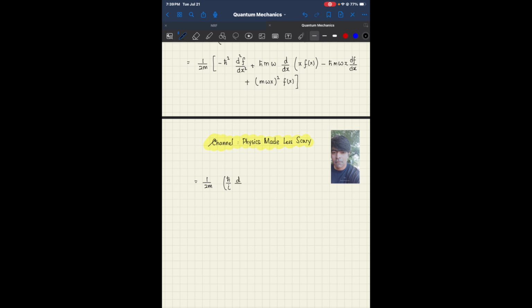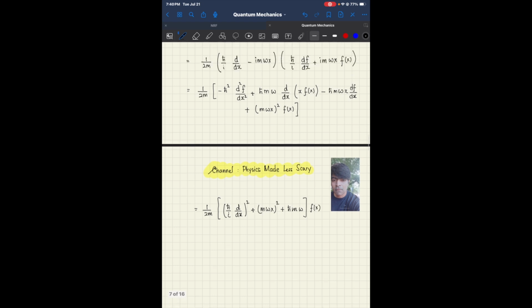d/dx whole squared, plus (mω x) squared. But you are not done. You see, there is an extra piece lying around, which is ħ mω times f(x). Do you see this? For example, the crucial part is the d/dx acting on f(x) here cancels the df/dx here. That's the whole point.